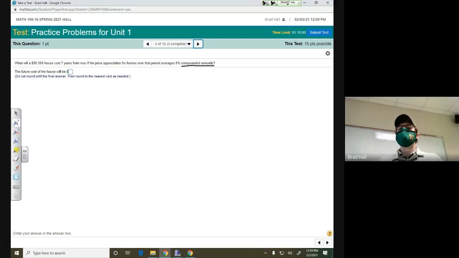Now we know you only use the Pert formula if it says continuous. You only use the Pert formula if it says compounded continuously. It will say those words, either continuous compound or compound continuously. Here it doesn't say that, so we are going to be using the discrete one. Discrete compound interest.